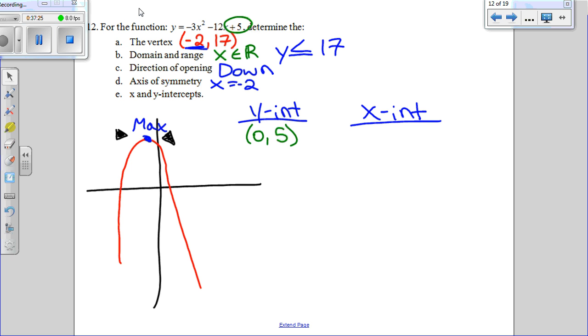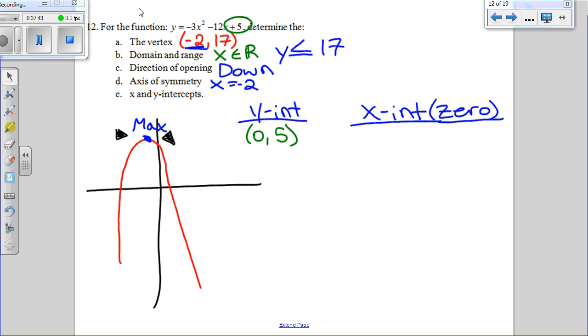To find the x-intercept in your calculator, you go second trace. And the second option should be 0. You click that, you hit enter, and it says left bound. Now, in your graph, you have 2 x-intercepts. One here and one here.